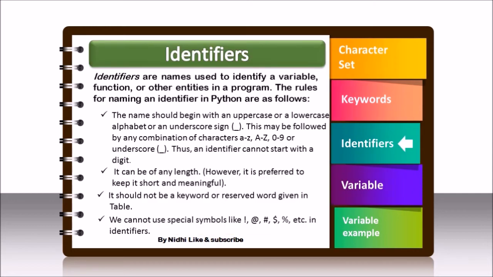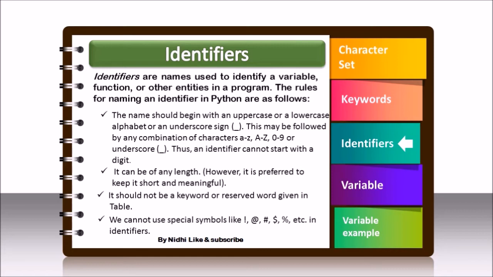Next topic is identifiers. Identifier means when we are naming a variable or some other programming entity like functions in a program, then we have to follow some specific rules of naming. So the rules for naming an identifier in Python are given here.